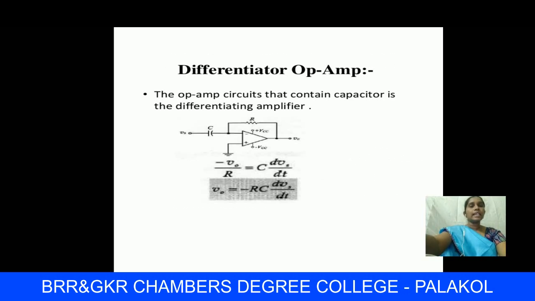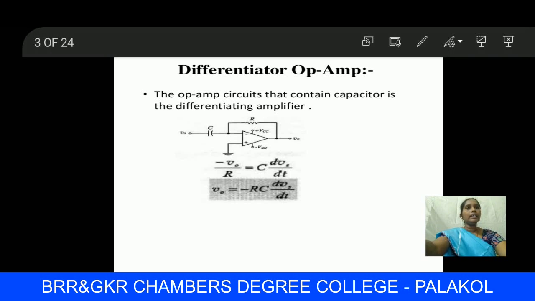here this is a differentiator op amp. We have already discussed the integrator. In the integrator we used a capacitor as a feedback element. Now in this differentiator we are using a resistor as a feedback element. This is also a negative feedback. Okay, so here this is the output of a differentiator.